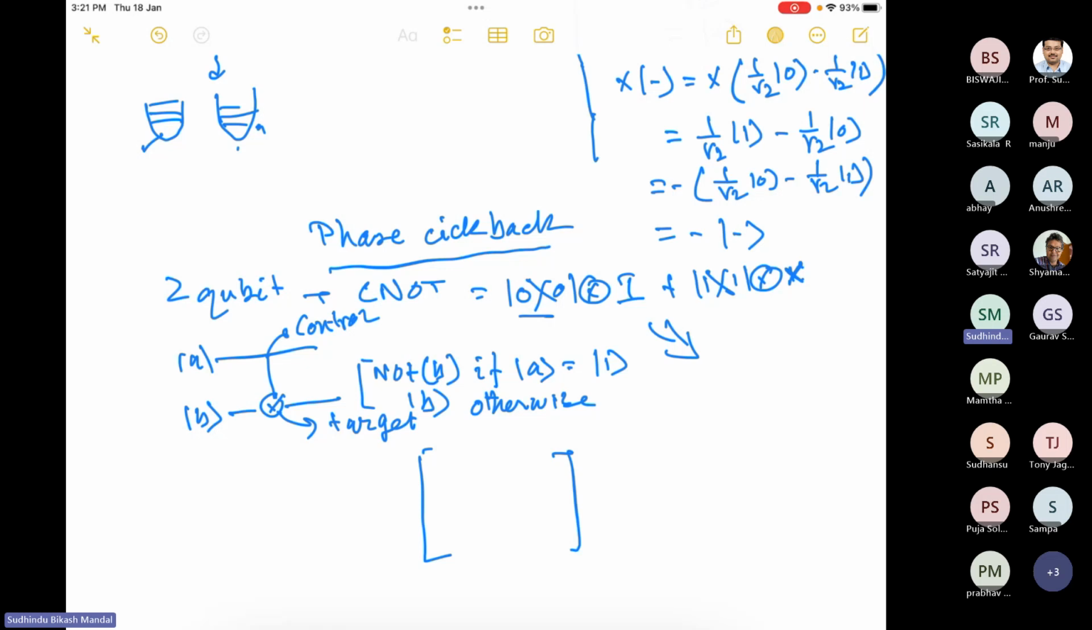If you do the outer product of this 0 with this, and then the tensor product, then okay, let's do it. Then it will be clear for you.